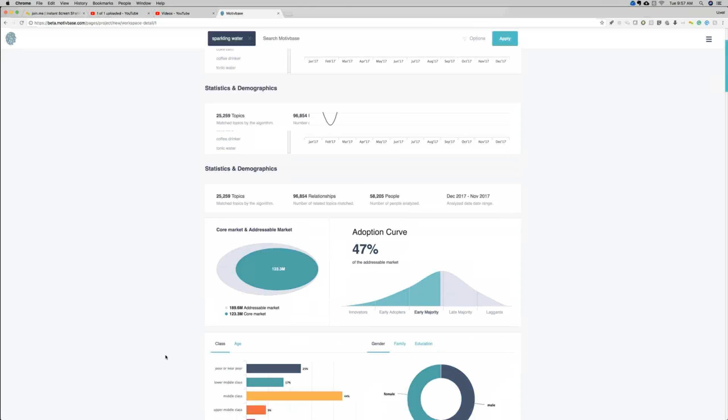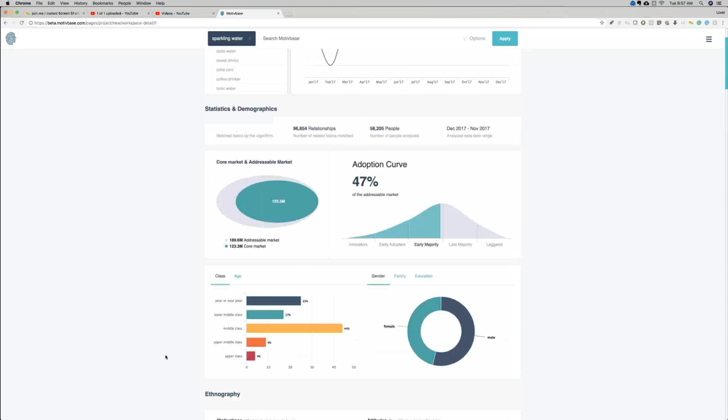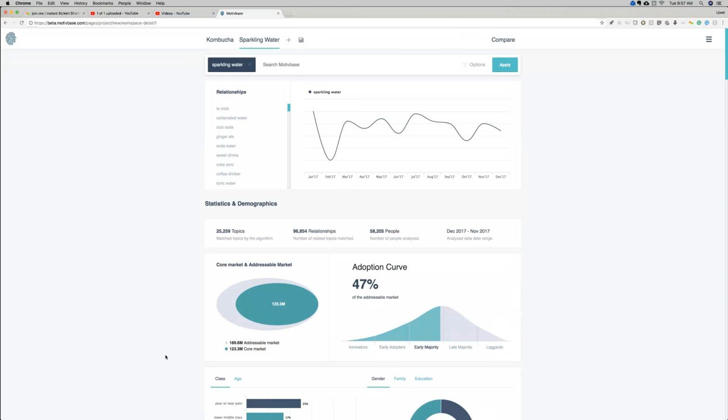and sparkling water. So now the key question is, how do the motivations and the factors like attitudes and fears, how do they differ for sparkling water when you compare it to kombucha? And is there something we can learn from sparkling water? So what I'm going to do in order to look at that is basically hit the compare button here on the right side.